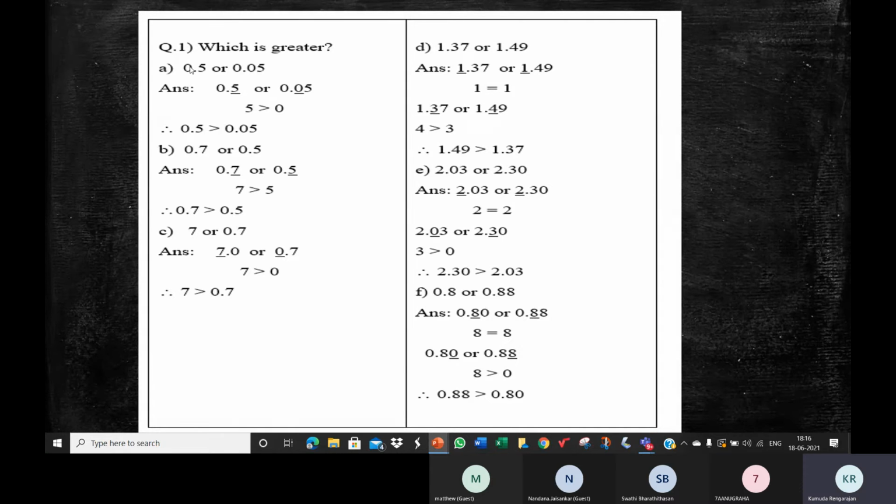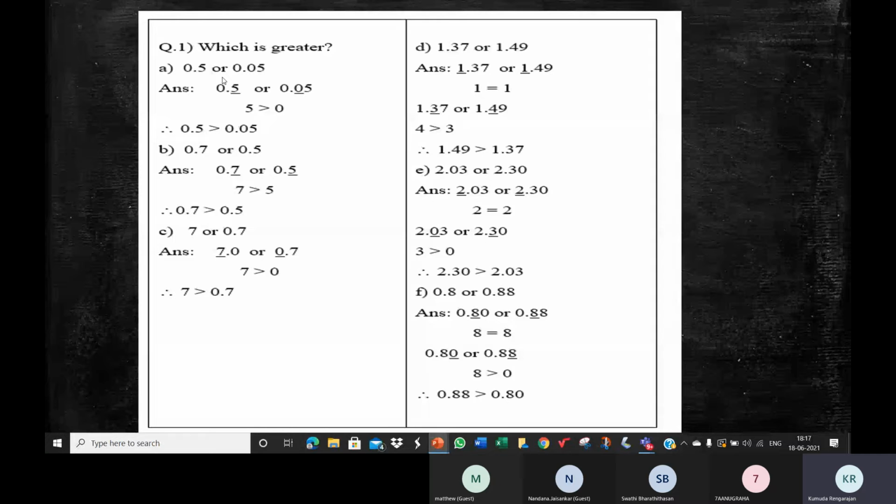Now, in the two decimals given, what is the whole number part, children? What is the whole number part in 0.5? 0 is the whole number part. Okay, and what about in 0.05? Ma'am, the same, 0 is the whole number part. So you cannot conclude from looking. The first step in comparing is to compare the whole number parts. This one is 0, this is also 0. Since it's equal, you cannot say which is bigger.